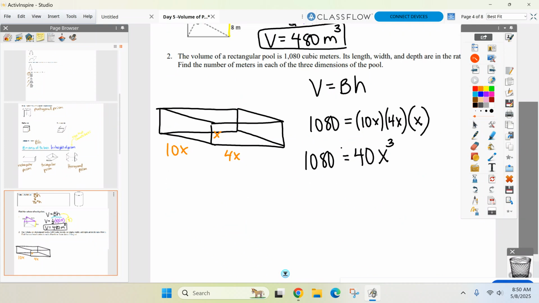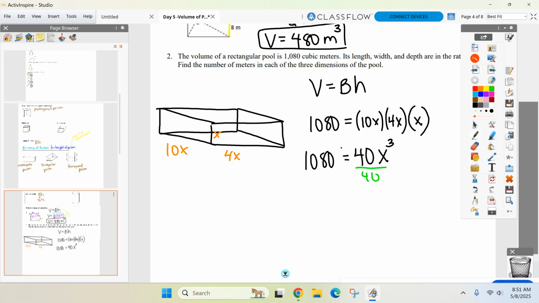All right, got to get x by itself. What do you think your first move is? Yeah, get the 40 out of there. Divide by 40. And then I think I need to show you something new on your NumWorks. What's that, 27? Okay.